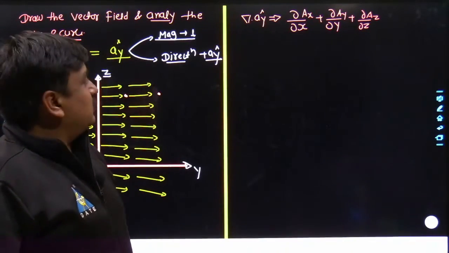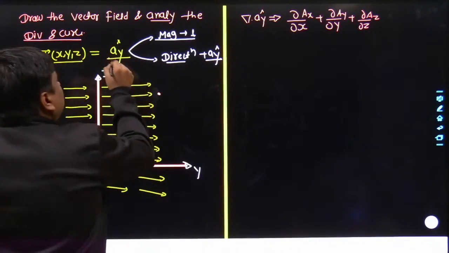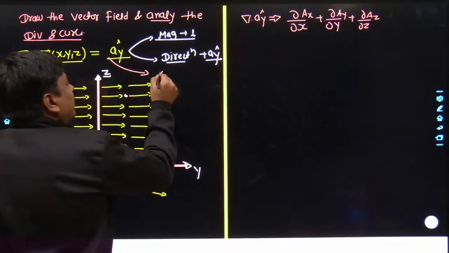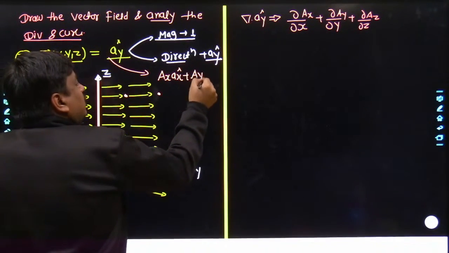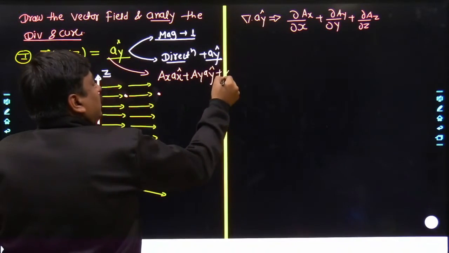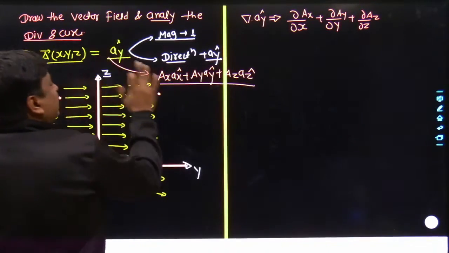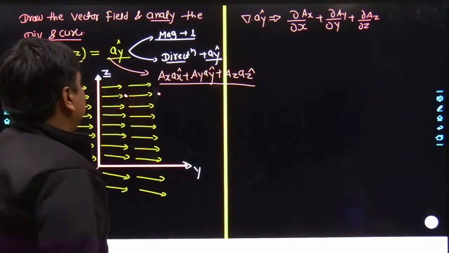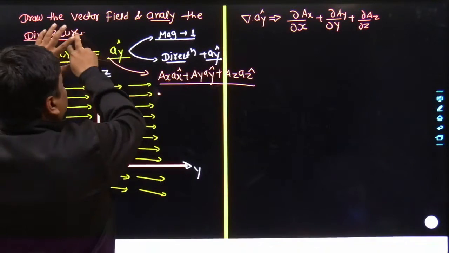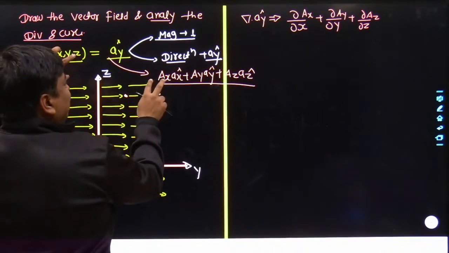See what I am saying, my dear friends. If you really want to know, this vector quantity could be written in terms of ax cap, ay cap, az cap. So now you can compare this vector quantity with the standard vector quantity, and you can get the weightage of ax, ay and az. You can see very well, the component of ax cap is absent. What does that mean? That means the value of ax is 0.